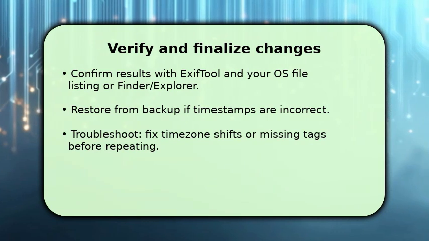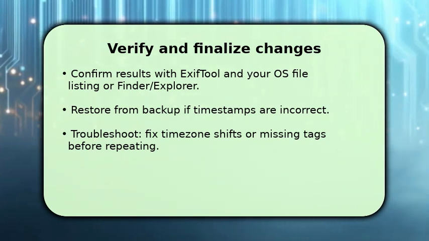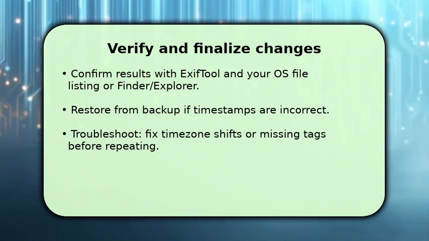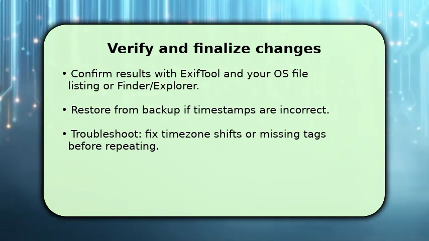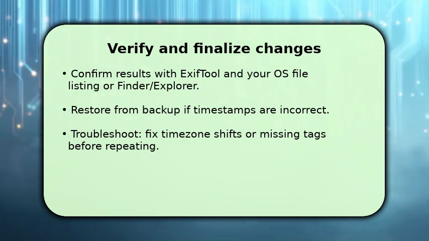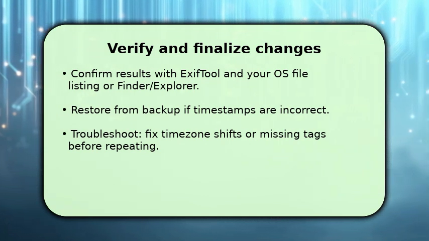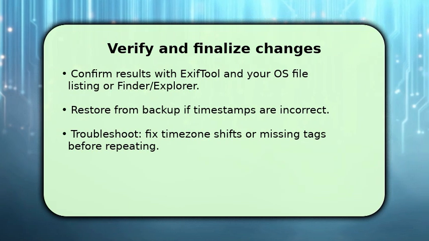Finish by verifying changes. Run ExifTool again to read FileCreateDate and compare with DateTimeOriginal, and also check the listing in Finder or Explorer. If times are off, restore the backup and adjust the date format or include time zone correction before retrying. Make sure to preserve original file timestamps with -P when appropriate.